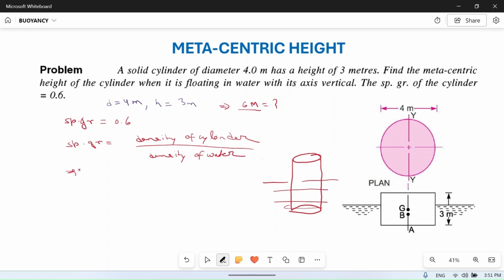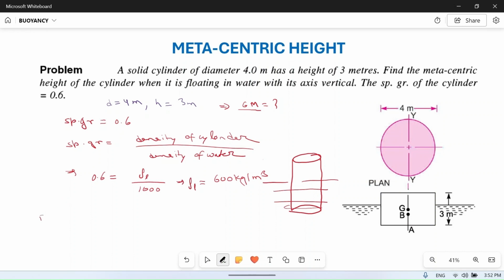So specific gravity is given as 0.6. So 0.6 is equal to density of cylinder, suppose rho C, divided by density of water, which is 1000 kg per meter cube. It is known to everyone. So density of cylinder is 1000 into 0.6, equal to 600 kg per meter cube. Now this cylinder is not completely submerged, but it is floating, which means its weight is supported by buoyancy force.